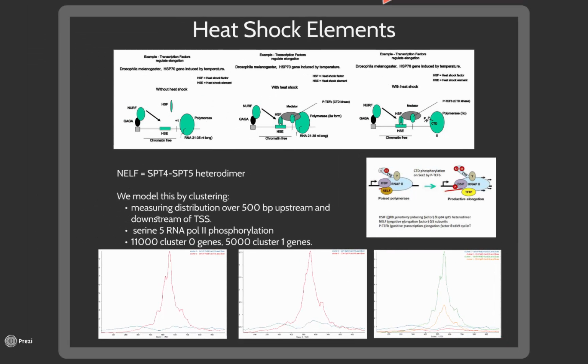So to model this process, we can measure the distribution over 500 base pairs upstream and downstream of the transcriptional start site. And because serine-5 is phosphorylated both in the poised polymerase and the productive elongation, we're going to look at that data set. What we end up finding is 11,000 cluster 0 genes and 5,000 cluster 1 genes. Let's look at how those clusters end up distributing across our probe.